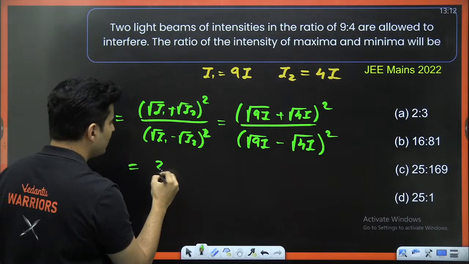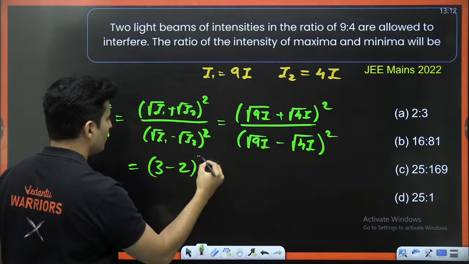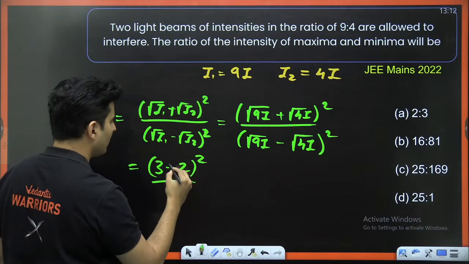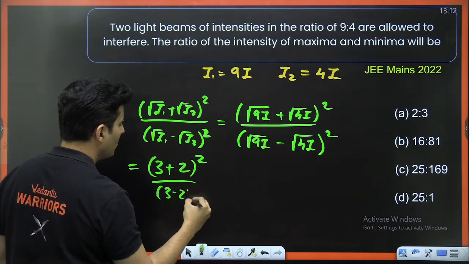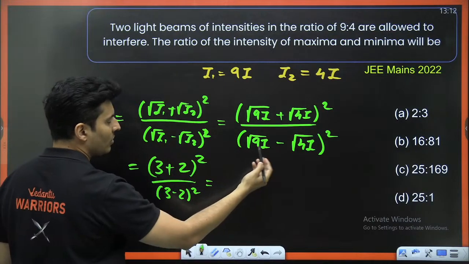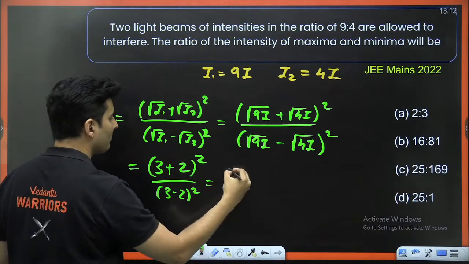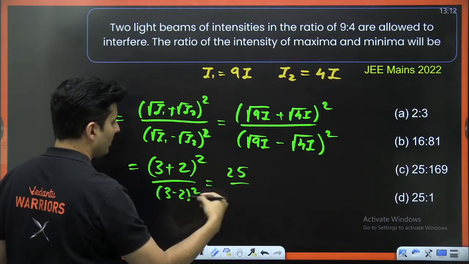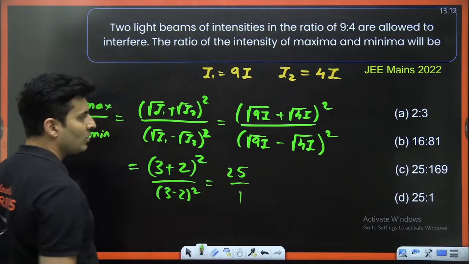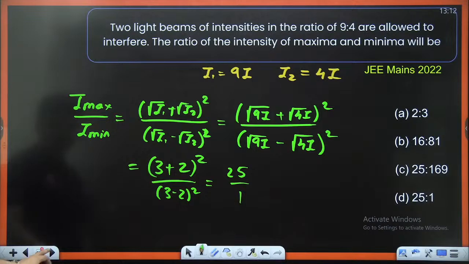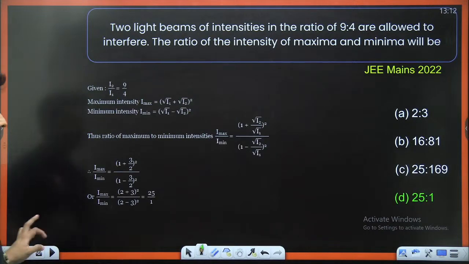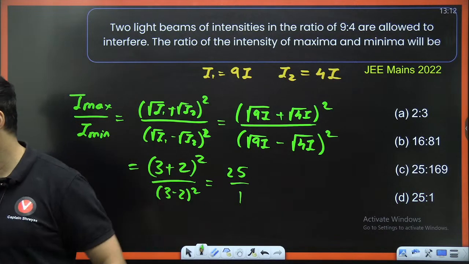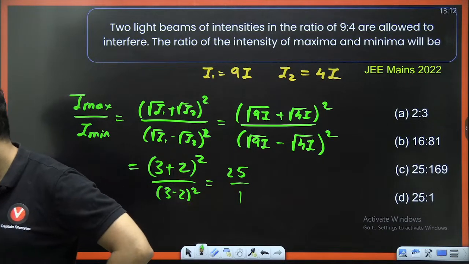Root 9 is 3, root 4 is 2, so (3 plus 2) whole square, divided by (3 minus 2) whole square. 3 plus 2 is 5, 5 square is 25, and 3 minus 2 is 1, 1 square is 1. So 25 by 1 is the answer, which is D for IIT Delhi.